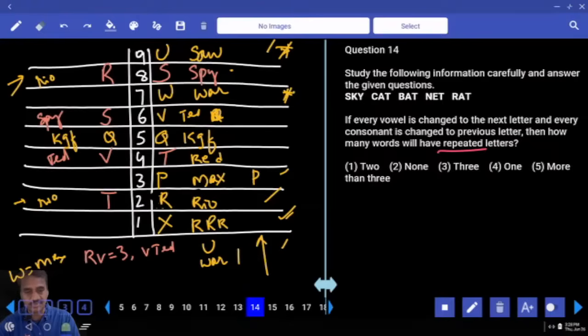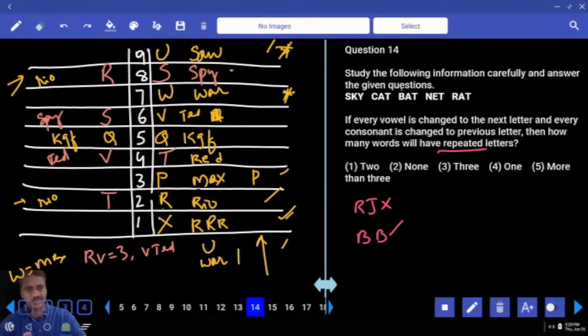Consonant minus 1, and S minus 1 is R, J, X. Now C minus 1 is B, and vowel plus 1, A plus 1 is B. Now here letters were repeated. Then the next one, B minus 1, A plus 1 is B.